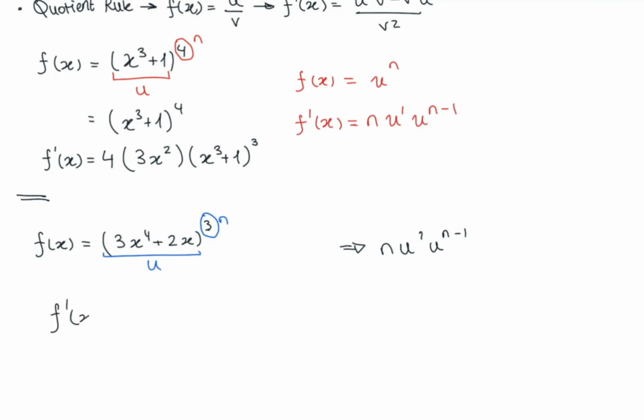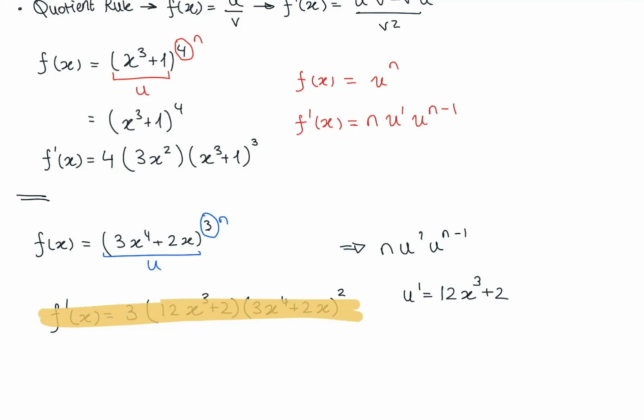So we'll start by getting the n, which is 3, finding the derivative of u, which will be 3 times 4, which is 12, x to the power 3 plus 2, times u to the n minus 1. So u to the n minus 1, 3 minus 1, which will give us 2. And this will be our final answer.